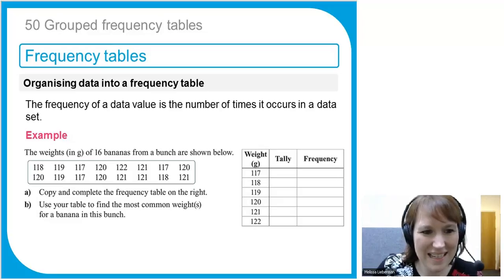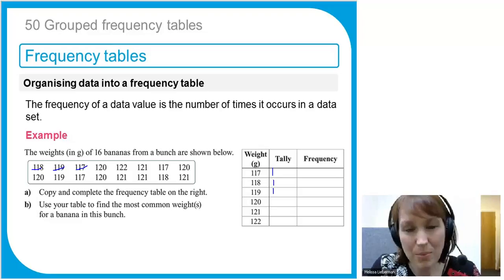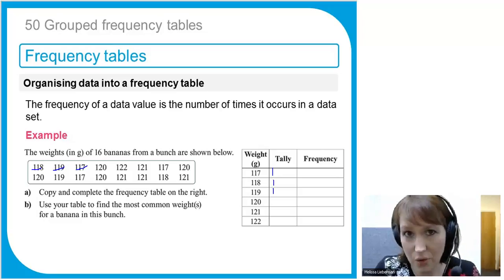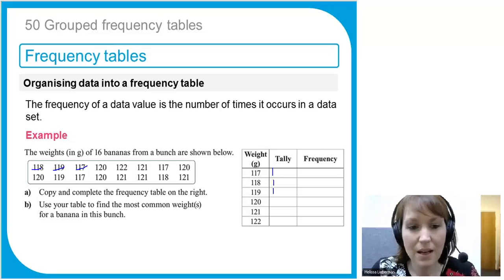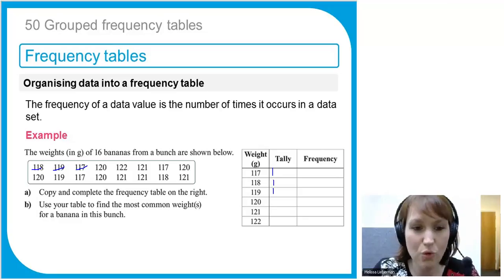So 118, cross out 118, put a little tally mark next to 118, and then 119, cross that out, put a little tally here, 117, put a little tally here. Now, if you've got loads of data, that's probably the best way to do it. But another way, of course, is you could say, well, how many times can I see 117 in that list of numbers? And you could go through and count 117 in that way. But then we wouldn't really need the tallies, and you might miss some out. So that's the way that we normally fill that out.